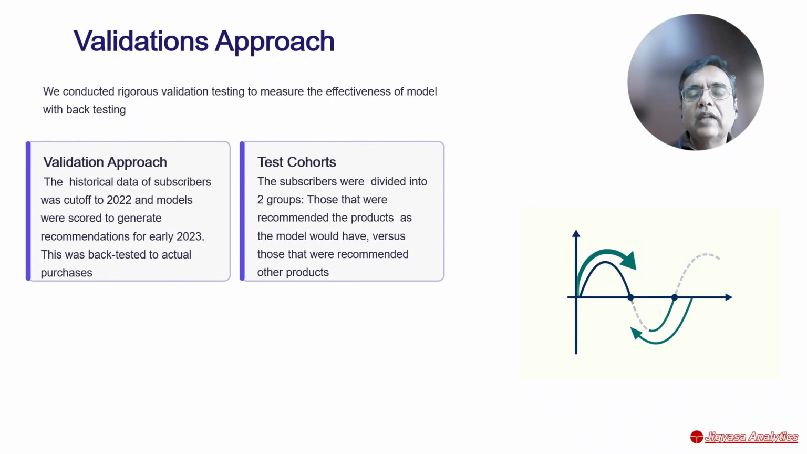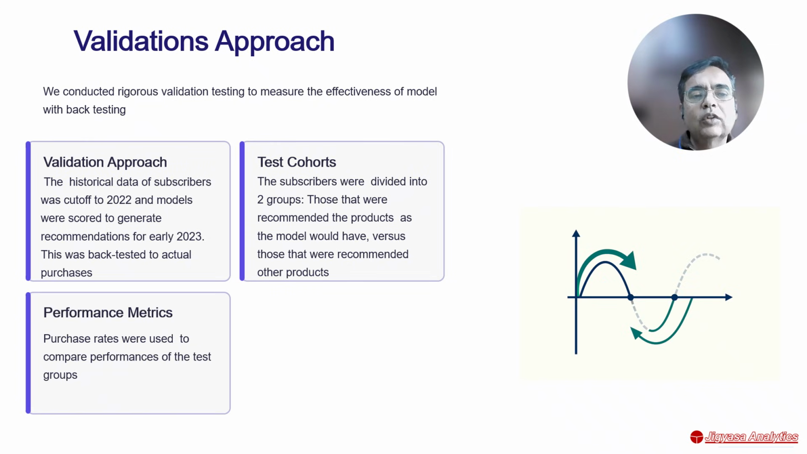And so we divided the cohort into two groups, one which received the recommendations from the model, and the other group which did not receive the recommendations. While we were backtesting, we could identify the people who received recommendations which would match what the model would recommend for them, and that was our test group. And the control group would be those who received recommendations which were different from what the model would recommend. And the performance metric was purchase rates.